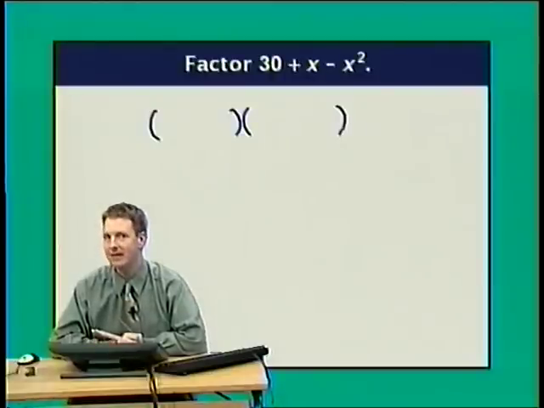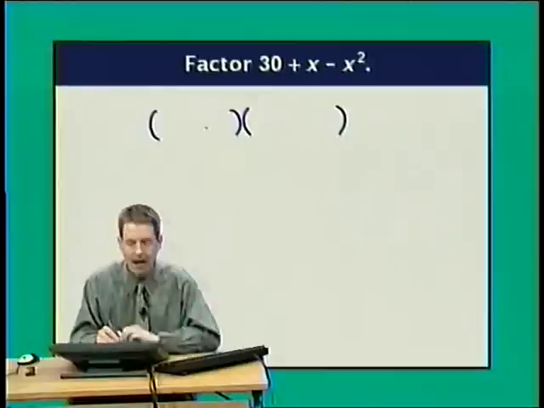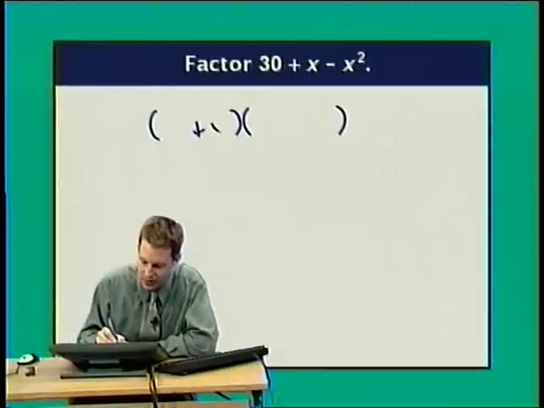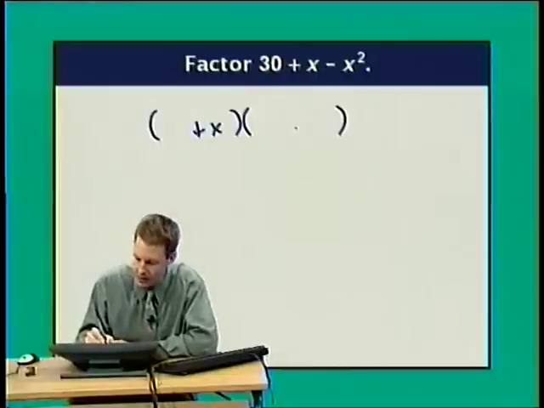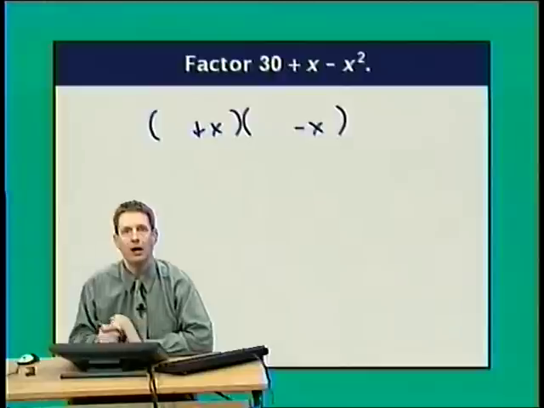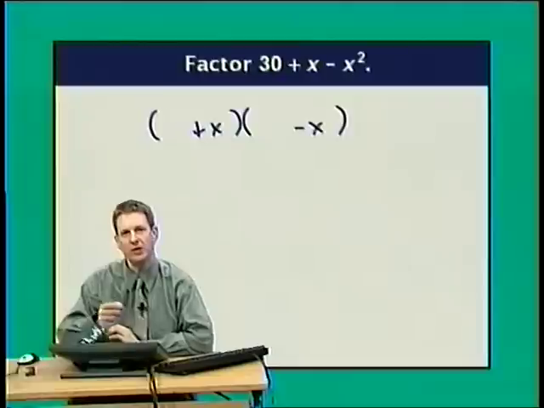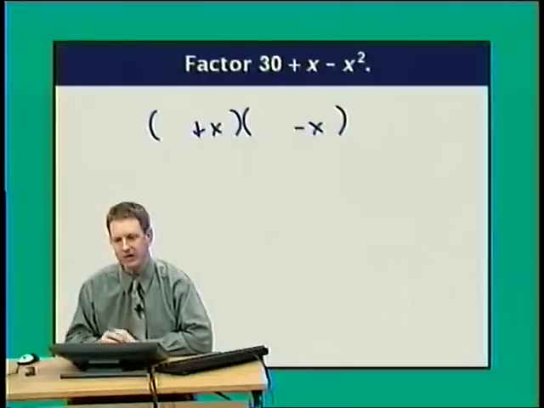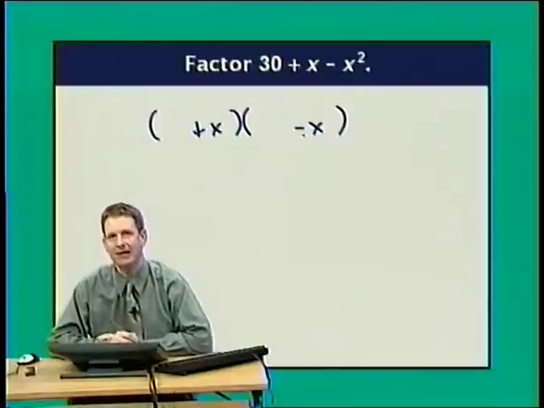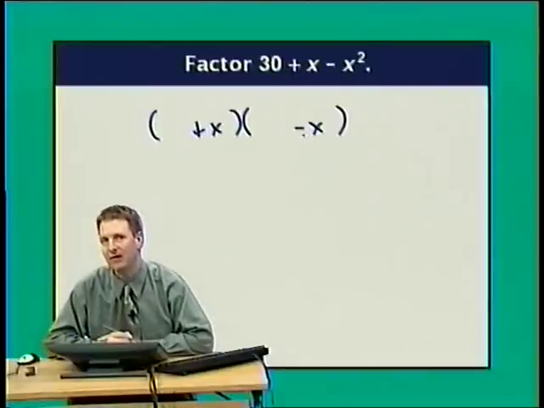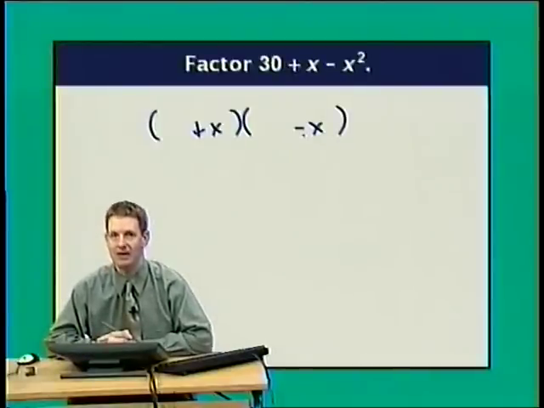Focusing on that minus x squared, the only way I'm going to be able to multiply my lasts together using integer coefficients and come up with negative x squared is if one of my binomials ends with plus x and my other binomial ends with minus x. Now I need to think of some numbers that multiply to 30. 1 and 30, 2 and 15, 5 and 6. Which one of those pairs do you think works? Well, since I have a plus x and a minus x, I think I'm looking for something that has a difference of 1. And 6 and 5 have a difference of 1.